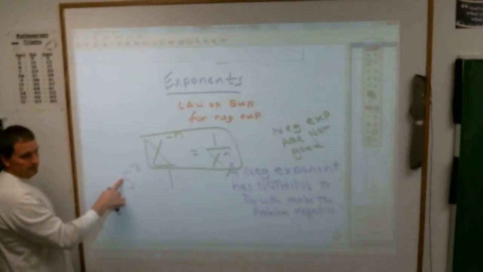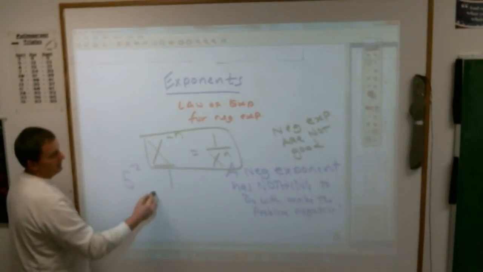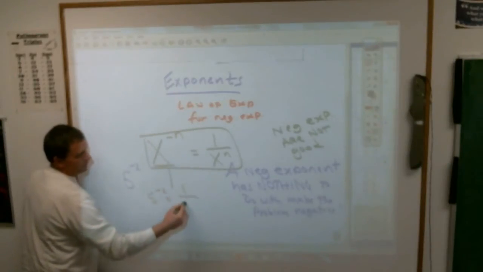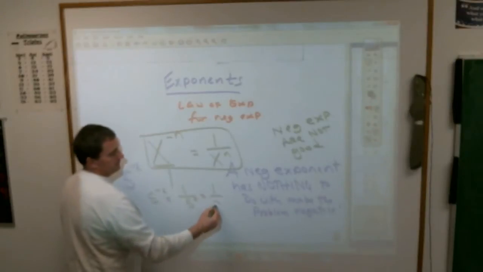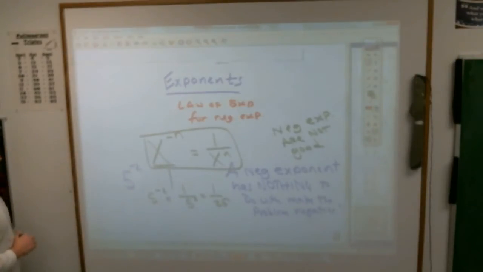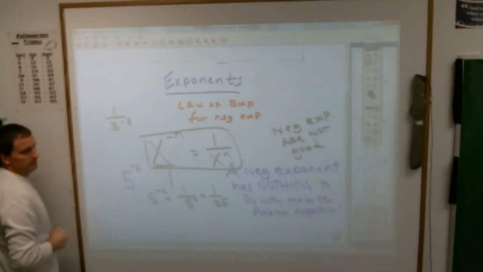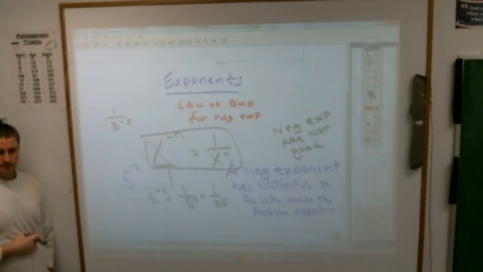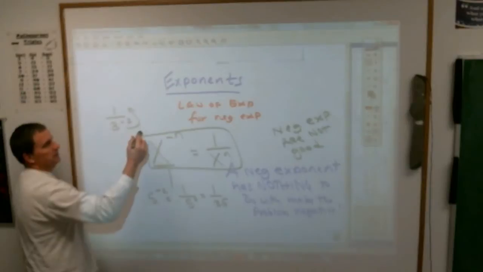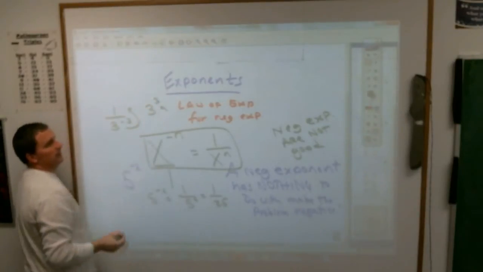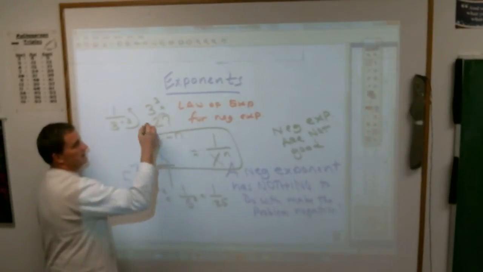Putting it into practice here, then, 5 to the negative 2 power is the same exact thing as 1 over 5 to the positive 2 power, which is 1/25. Conversely, if I have 1 over 3 to the negative 3rd power, guess what that will be? I move this to the top of the fraction, it becomes 3 to the positive 3rd power. And what is 3 cubed? 3 to the 3rd power is, Brooke? 27. That's actually the answer to that.